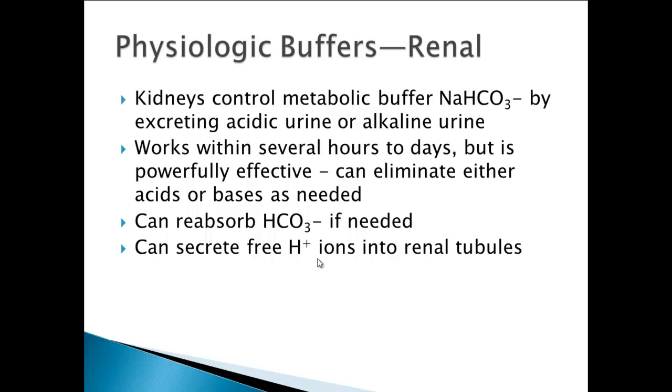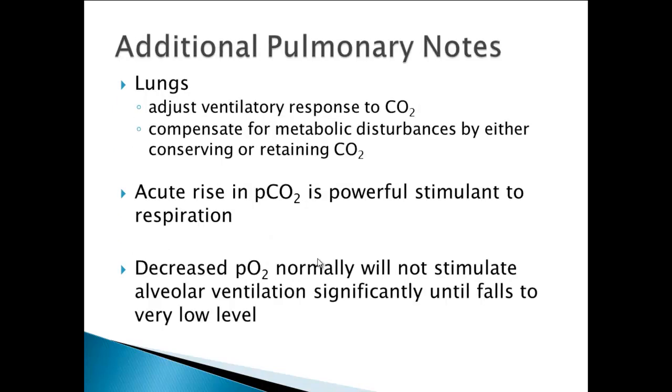Kidneys control that metabolic buffer, sodium bicarb, by excreting acidic urine or alkaline urine. So that's another place that the bicarb can be obtained. That also works within several hours to days, very effective, again leading to reabsorption of the bicarb, or can secrete and reabsorb those hydrogen ions depending on the acid-base condition of the body and what is needed.